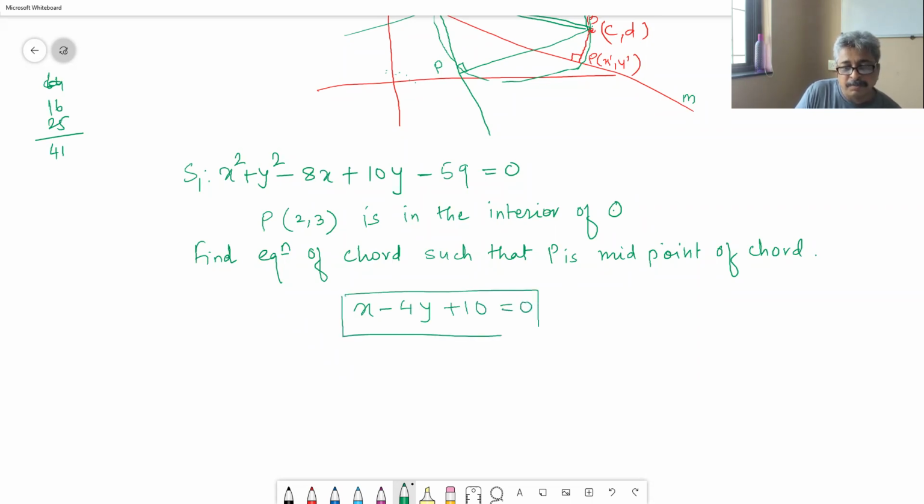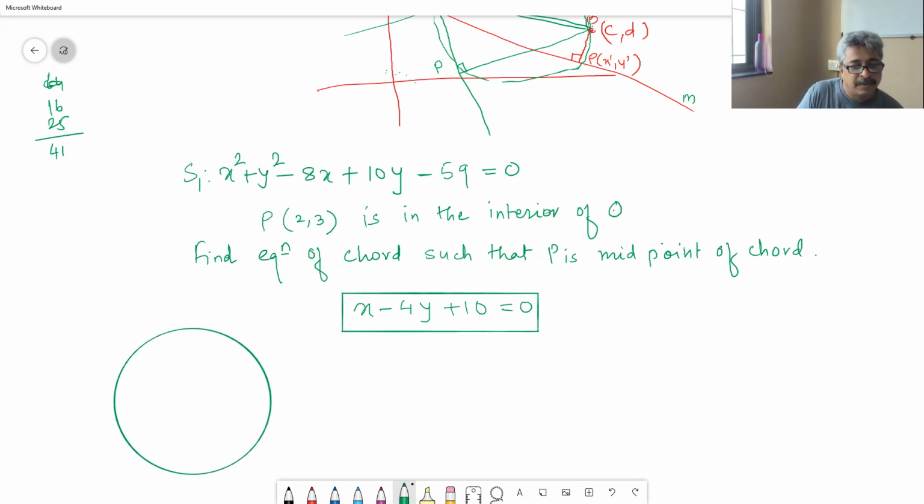This is an easy problem because a circle is a symmetric figure. The center is at (4, -5), and we have been given the point (2, 3). So the slope of this line we can find out, and the slope of this we can find out. By geometry we know that this is going to be the midpoint. I want to make it a little more difficult.